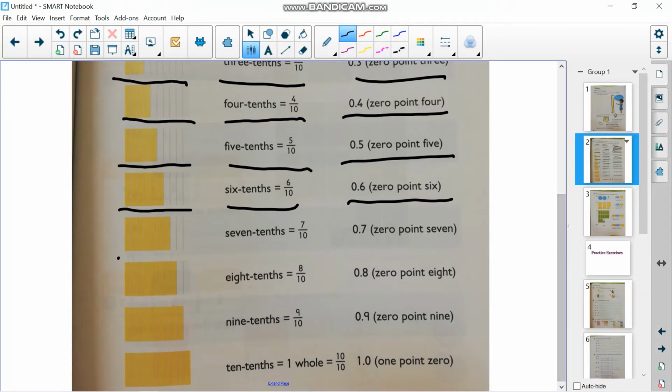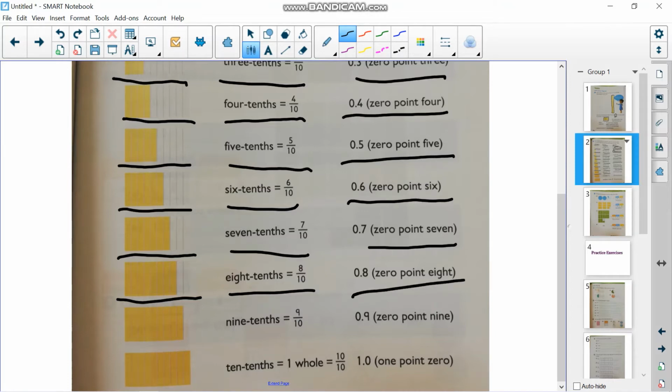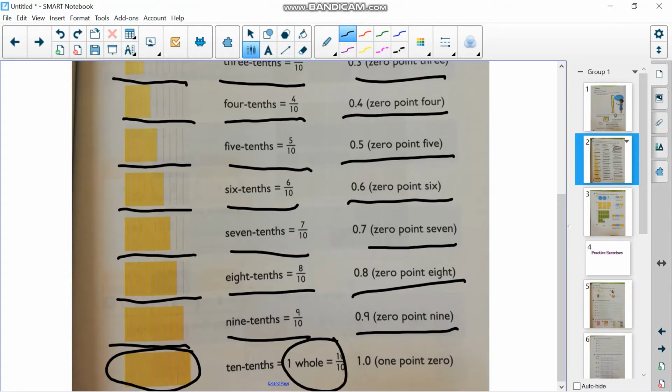Then we have seven parts colored out of 10, so we say 7/10, and in decimal, we say 0.7. Another one, we have eight parts colored out of 10, so we say 8/10 in fraction, and in decimal, we say 0.8. Nine parts colored out of 10, so we say 9/10 in fraction, and in decimal 0.9. And the last one, 10 parts out of 10 colored, so all the parts are colored, so that is 10 out of 10, or we say 1 whole. In decimal we write 1.0, or 1 whole.